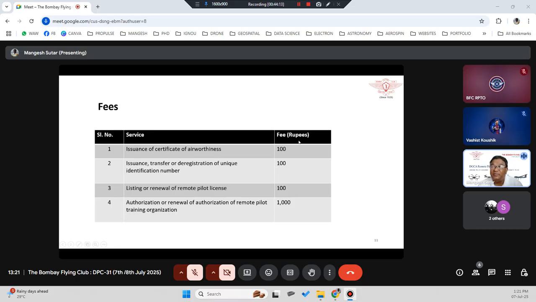Okay. That doesn't mean by just paying 100 rupees आपका ड्रोन टाइप सर्टिफाइड होगा. टाइप सर्टिफिकेशन करने के लिए कम से कम आपको 35 lakhs to 50 lakhs rupees are required per drone. Okay. So ये 100 rupees सिर्फ आप एप्लीकेशन कर रहे हो. Okay, you are just doing an application for type certification. Whereas for UIN number and for remote pilot, it is only 100 rupees. Apart from that there are no other fees.